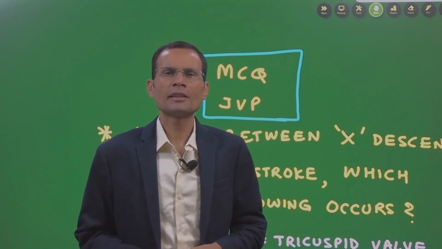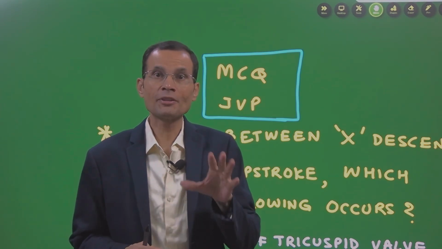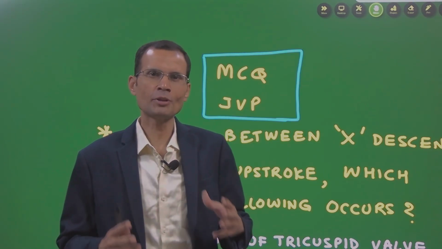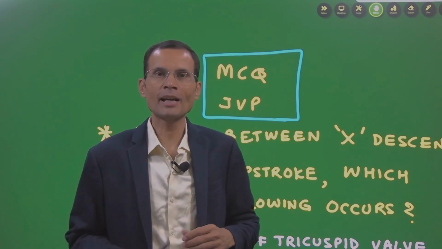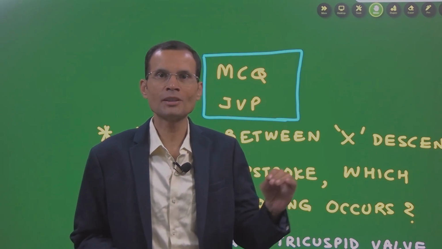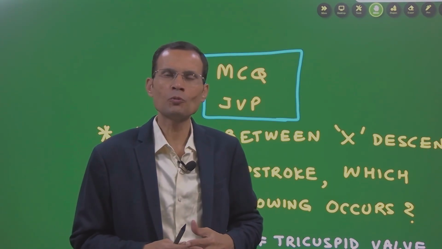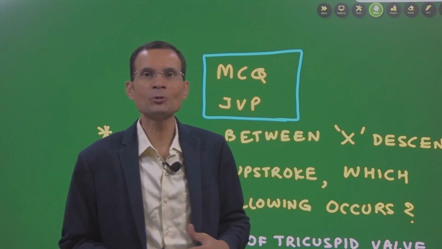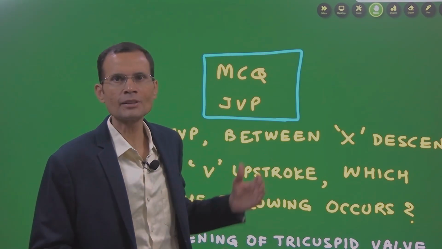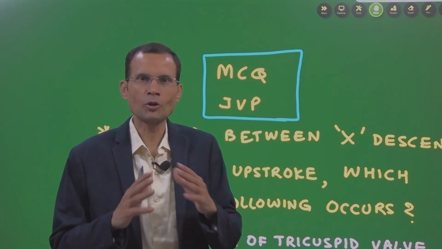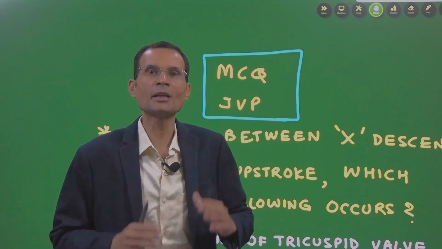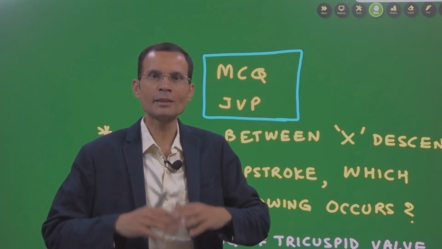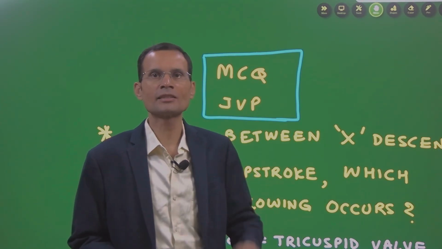Hello friends, recently I asked an MCQ on JVP and I thought the majority would answer it correctly, but to my surprise only 25% of the answers were right. So what went wrong? Let's see the MCQ, and before we start with that, let me tell you cardiac cycle is a topic which is very important. If you know it extremely well, only then you can answer such questions.